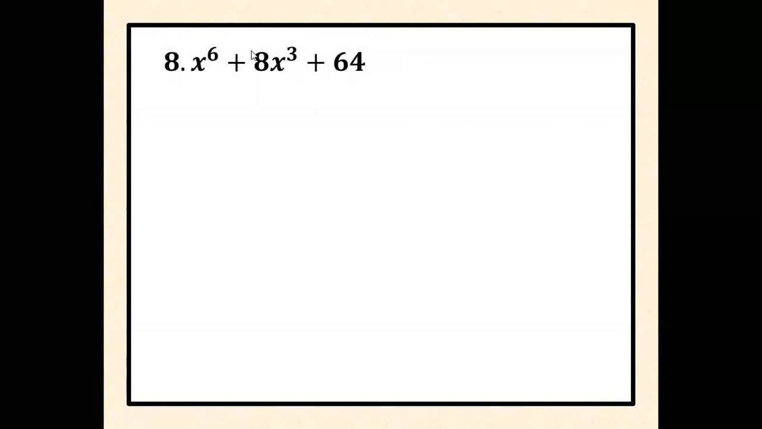Okay, so we have here x to the 6th power plus 8x cubed plus 64. So again, we will write this as a squared term. So that would be x cubed squared. And 64 is a perfect square of 8. So that would be 8 squared.